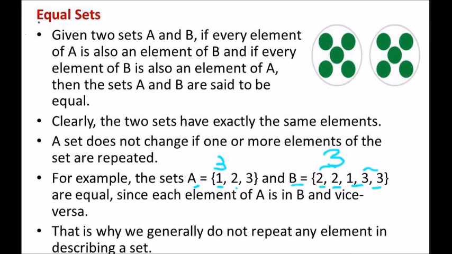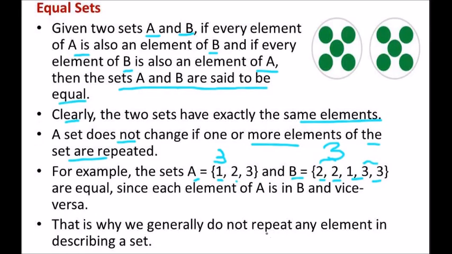In general, given two sets A and B, if every element of A is also an element of B, and if every element of B is also an element of A, then the sets A and B are said to be equal. Clearly, the two sets have exactly the same elements. Note that a set does not change if one or more elements of the set are repeated. That is why we generally do not repeat any element in describing a set.